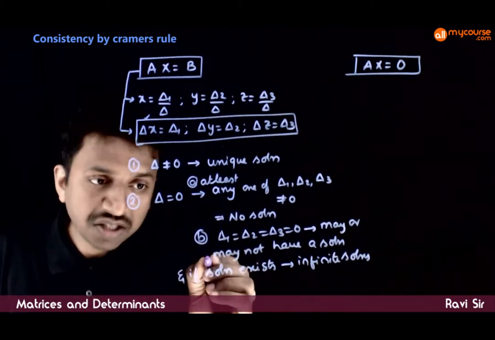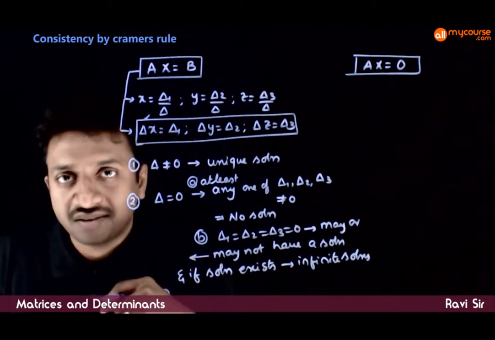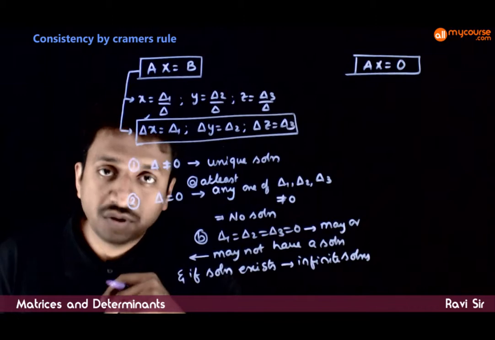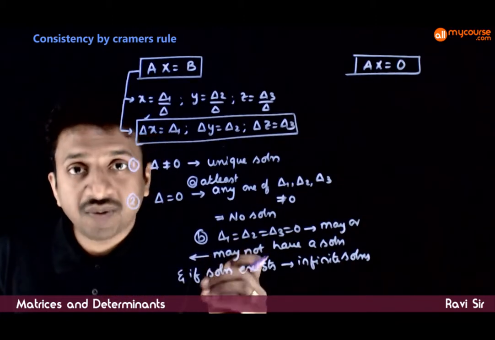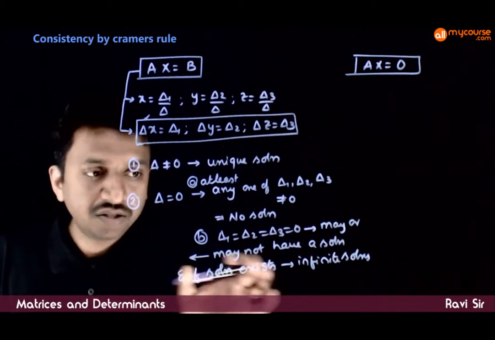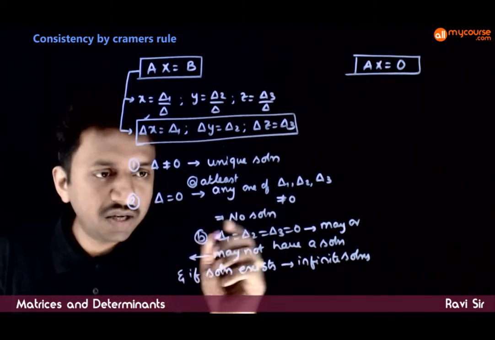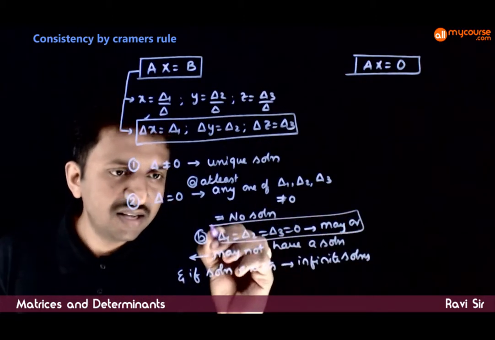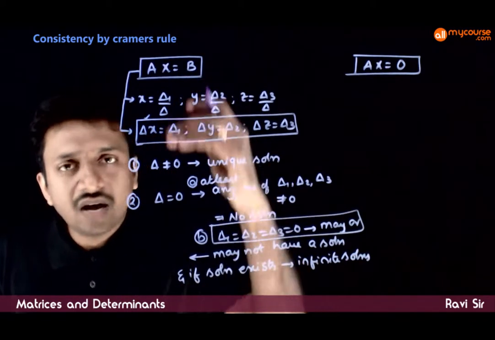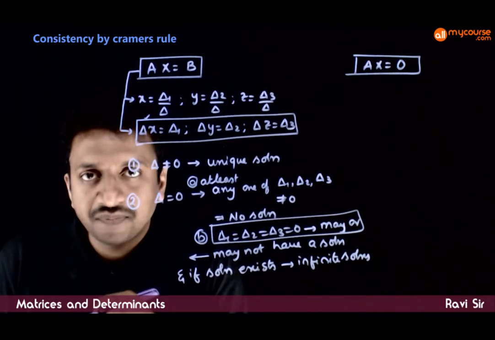If the equations become parallel to each other, then you have no solution. If the equations become coincident, then you have infinite solutions. So you just need to go and check the equations in this case. Let us take an example and see how to do that. So this is how you check the consistency using Cramer's rule.